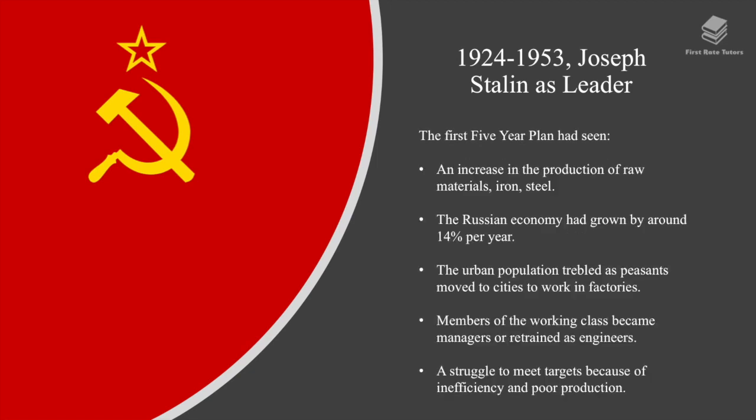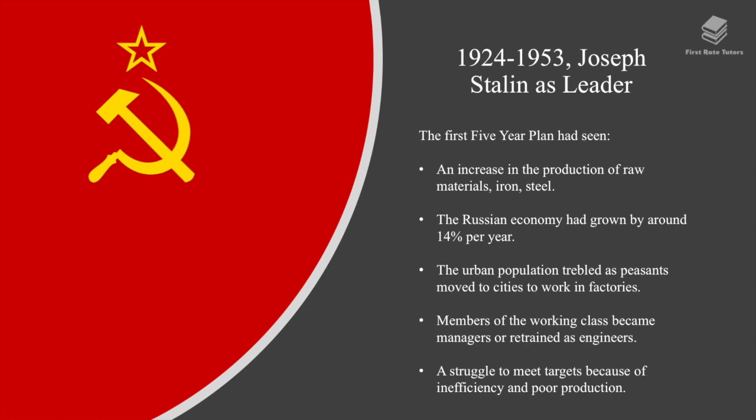The first 5-year plan had seen an increase in the production of raw materials, iron, steel. The Russian economy had grown by around 14% per year. The urban population trebled as peasants moved to cities to work in factories. Members of the working class became managers or retrained as engineers.